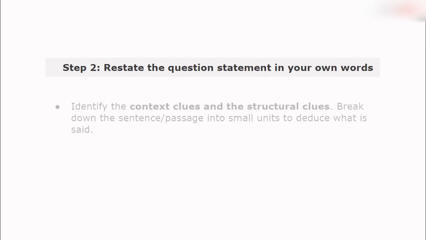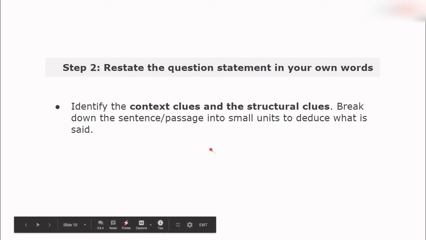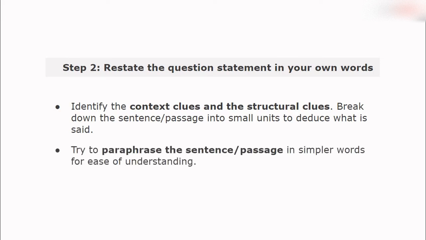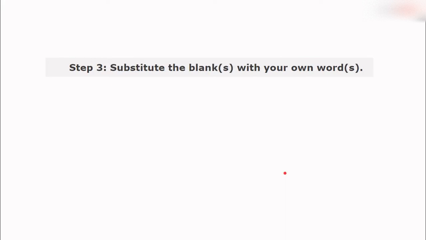Moving on. Step 2. Restate the question statement in your own words. Never get baffled if the sentence structure is too complex or if you don't understand the sentence. Always paraphrase the question in your own words, and if necessary, you can even divide the ideas into different parts. Break down the sentence or passage into small units to deduce what is said, and then from those units you can identify your context and structural clues, which in turn will help you find the answer. Try to paraphrase in simpler words. Is it clear?